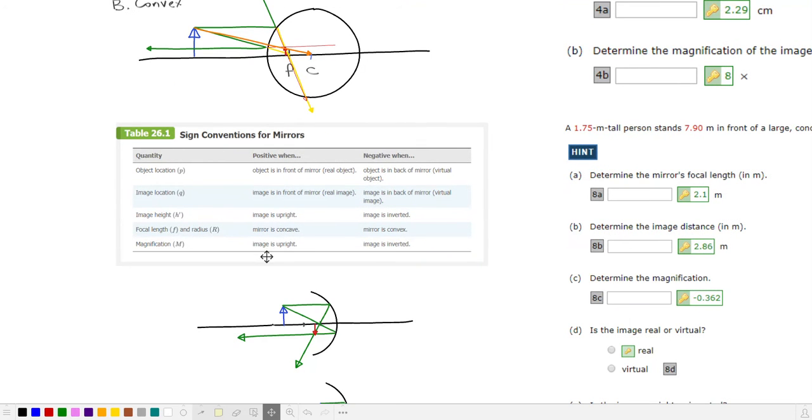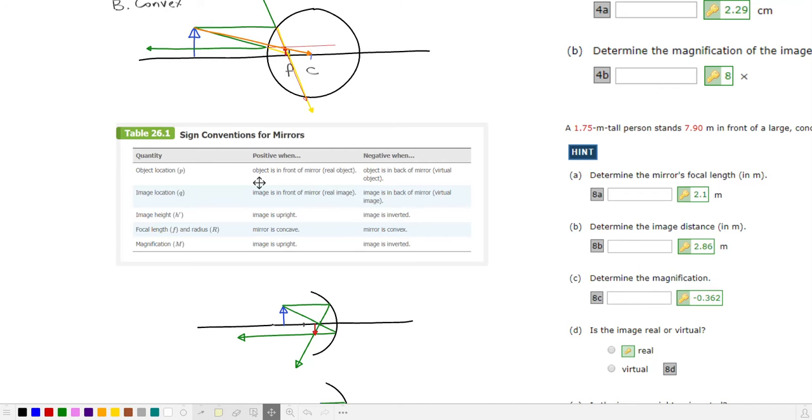Your textbook has a very useful table, Table 26.1, which shows the sign conventions for mirrors. And I would say that you should memorize this. I mentioned that the only way to make mistakes with our mirror equations is to get the signs of our image and object distances incorrect, and same with the focal length. So the cure for that is to memorize this table. Or you can just use the rule of thumb which I mentioned before, which is if no light actually goes there, then that quantity has a negative sign.